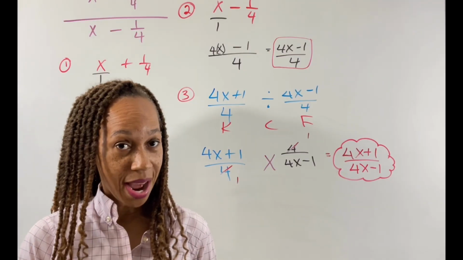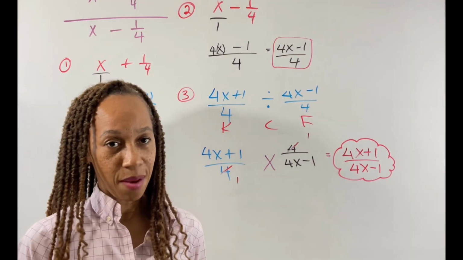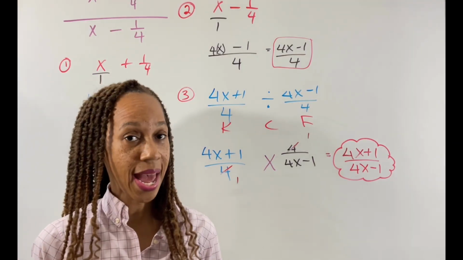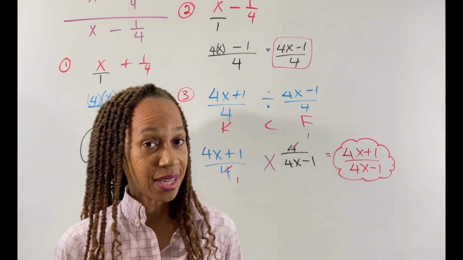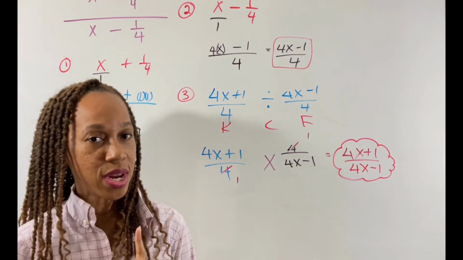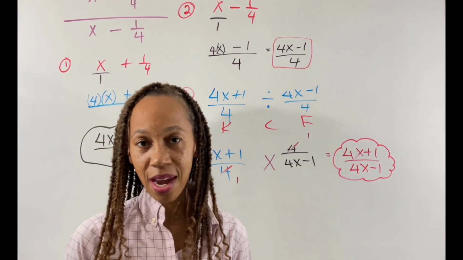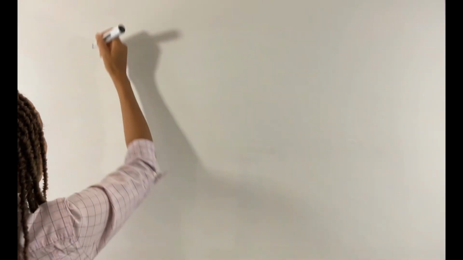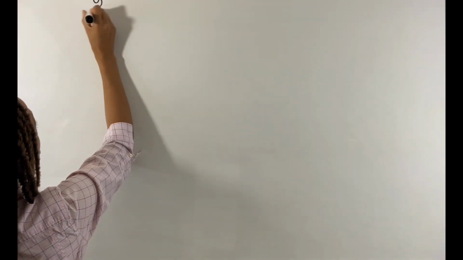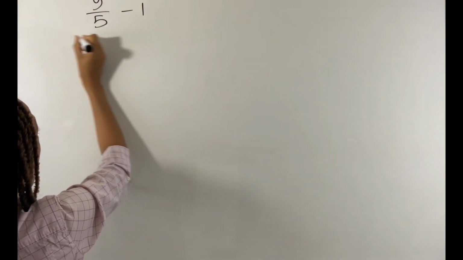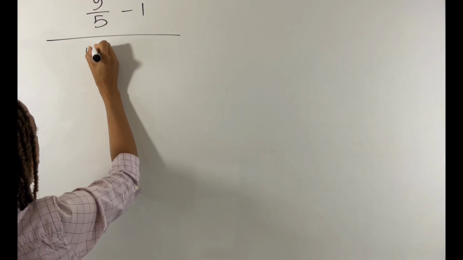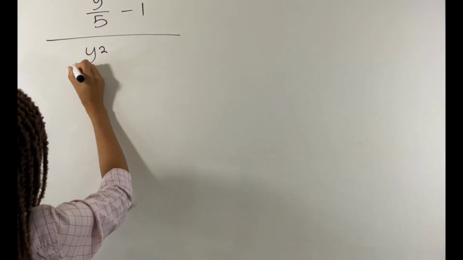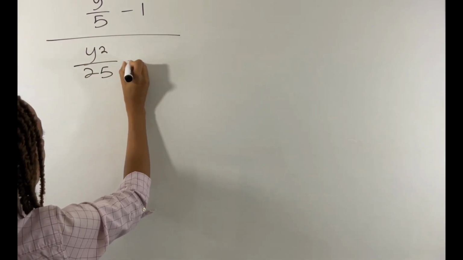As you should know by now, I always give more than one example. So I'm going to give you another example, and this time you will see something unique about this example. So let's get right into it. So our next example is y over 5 minus 1 divided by y to the second over 25 minus 1.